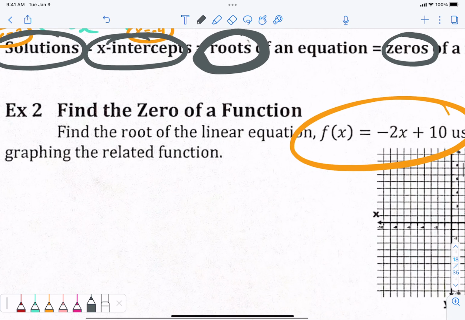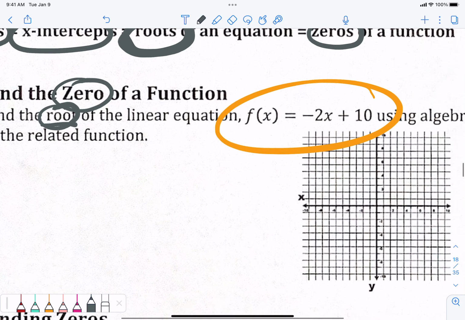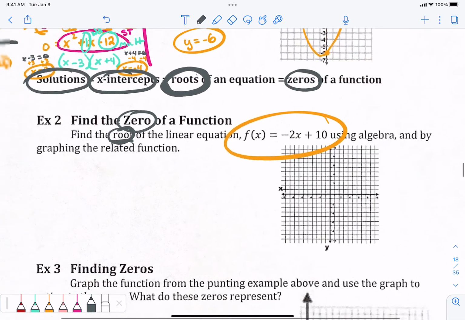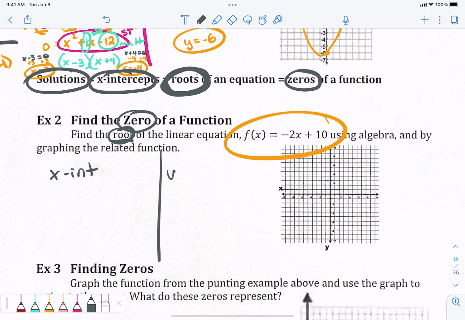So down here they say roots. Find the root of the linear equation, okay? That just means find the 0. That's what they're talking about, okay? Of this linear equation. So I have this one right here, negative 2x plus 10, and I'm wanting to find the root, which is the x-intercept. Now I'm going to change the instructions, and we're going to find the y-intercept also, okay?